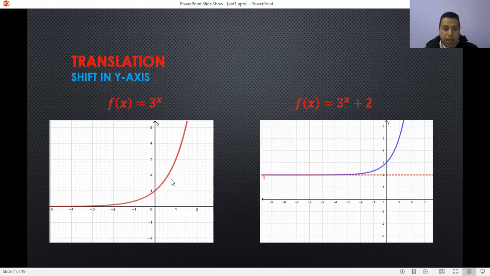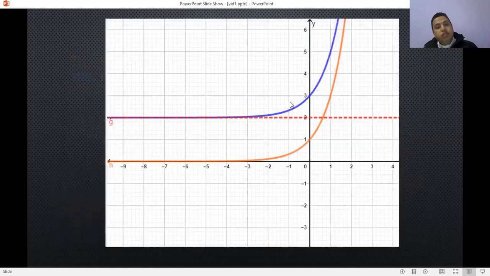Then they have the same domain, but the range here is different. The range here is from 0 to infinity, and the range here is from 2 to infinity. This is called the asymptote line, whose equation is y equals 2. If we draw the two functions in one graph like this, this orange one is the basic one, and the blue one is shifted 2 units in the positive direction of the y-axis.